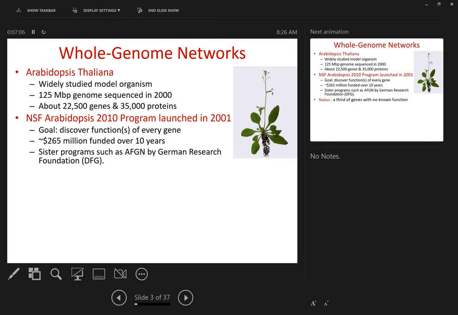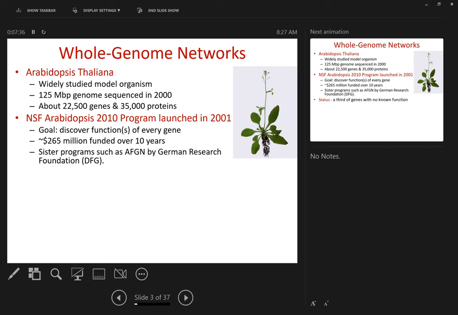And I actually had a student go and count the total of all of these awards made. So NSF spent $265 million in the Arabidopsis 2010 program over the 10 years. There are other countries which pitched in as well. So for example, the German Research Foundation started an Arabidopsis Functional Genome Network Program, AFGN, and they've kicked in additional money and so forth. So collectively, at least $500 million was spent to try to understand the genes of this organism.